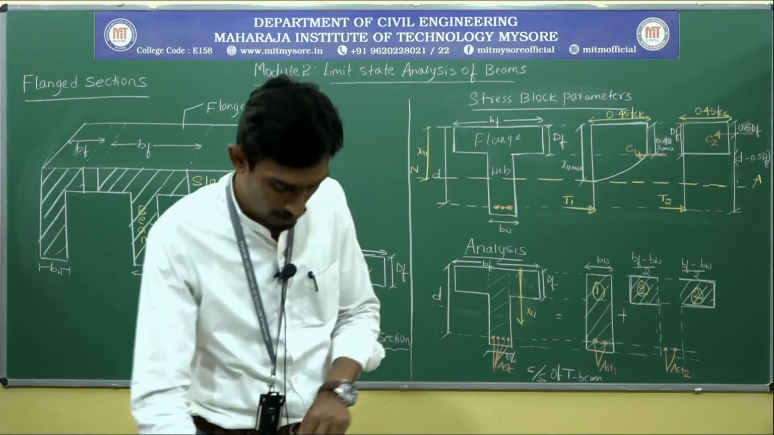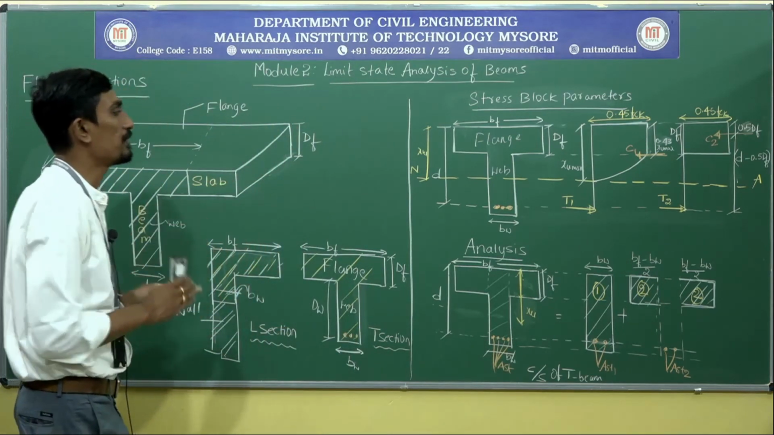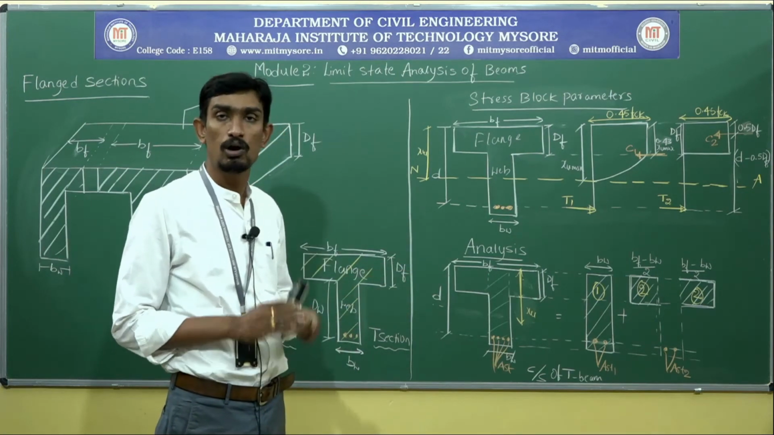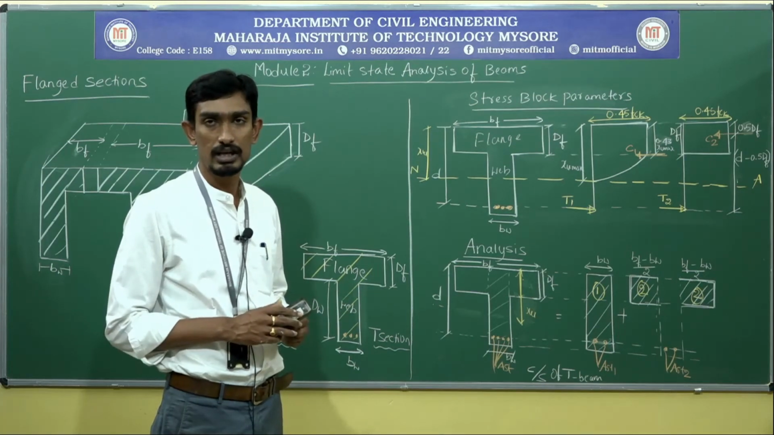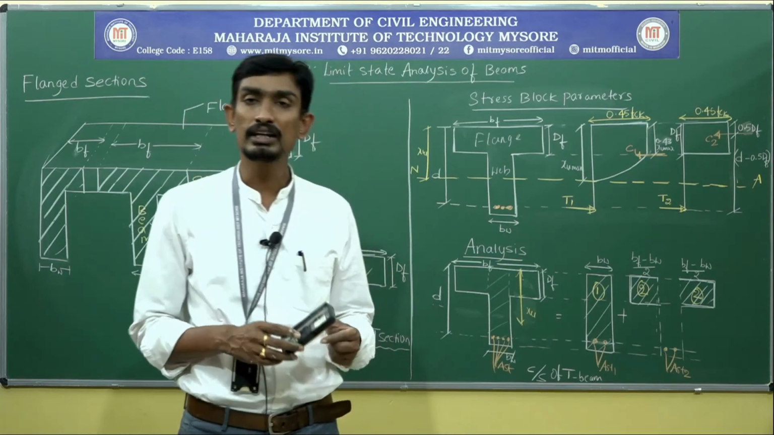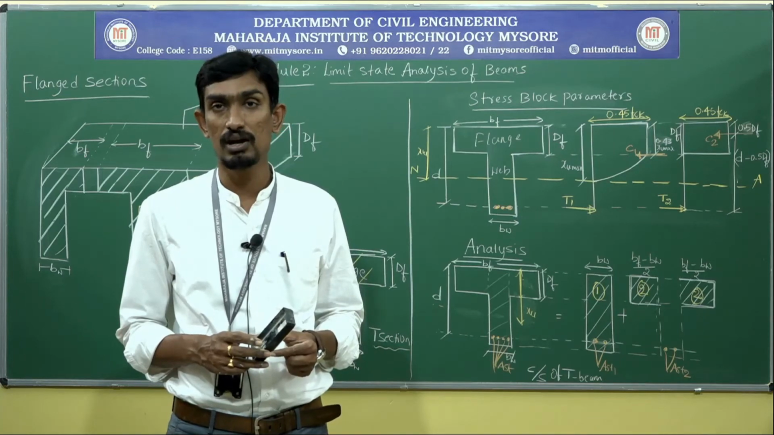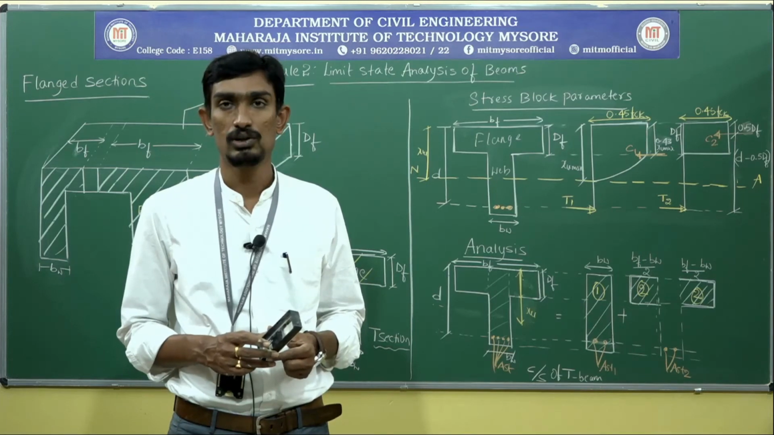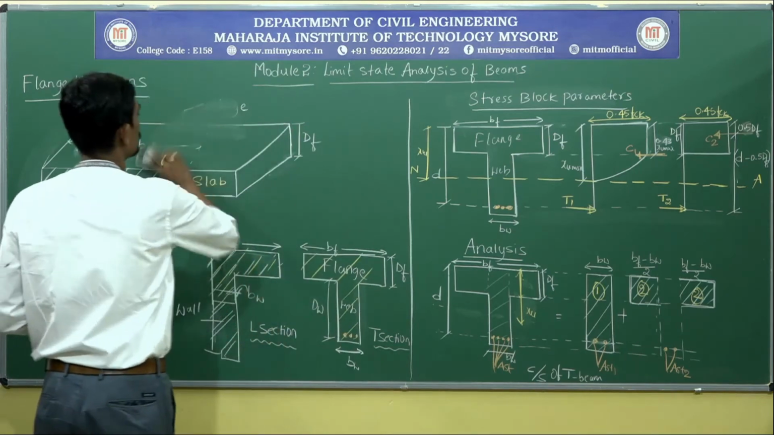Fine. So next, this is regarding your introduction part, stress block parameter and analysis part. Hope the concepts are clarified. Is it clear? So now let us proceed to how to calculate the moment of resistance for a T section. What are the steps we are going to follow? Let me go ahead.